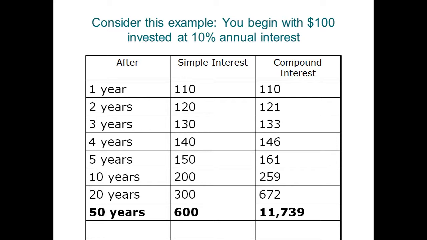Over time, this difference becomes bigger and bigger. And if you look 50 years out, my $100 investment, due to the power of compounding, is now worth $11,739.